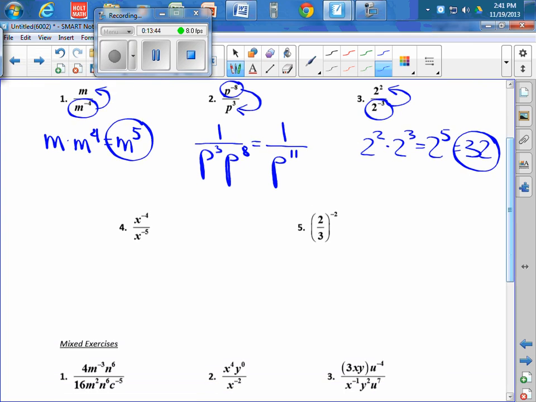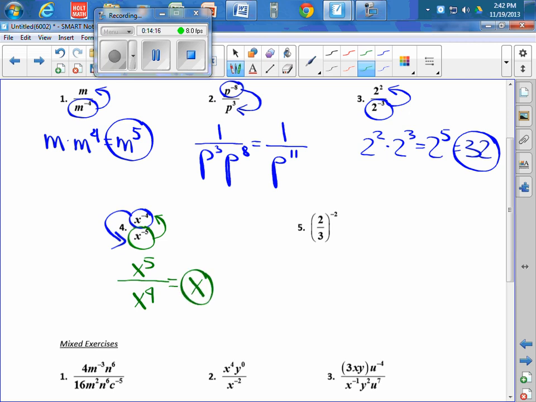Look at number 4. See if this doesn't make sense. This x to the negative 4 moves down because it has a negative exponent. The x to the negative 5 has to move up because it has a negative exponent. Where's your fraction bar? Right there. So the x to the negative 4 goes into the denominator, makes it positive 4. The x to the negative 5 moves into the numerator, makes it x to the positive 5. Now we're going to subtract the exponents and just simply get x as your final answer.